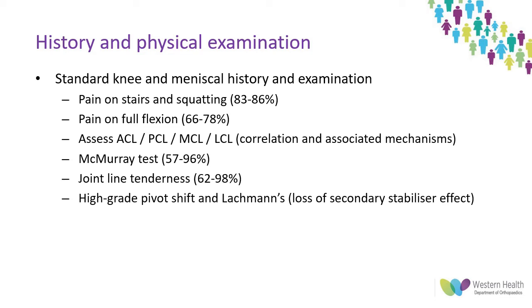In the setting of an ACL rupture, if the pivot shift and Lachman's tests are more strongly positive, this can suggest loss of the lateral meniscus posterior root function with its secondary stabilizer function. This increases our suspicion for a posterolateral root tear. Of interest, mechanical symptoms such as locking, catching and giving way are not quoted as being strongly associated with root injuries, so if present, they may direct our suspicion towards meniscal body pathology.